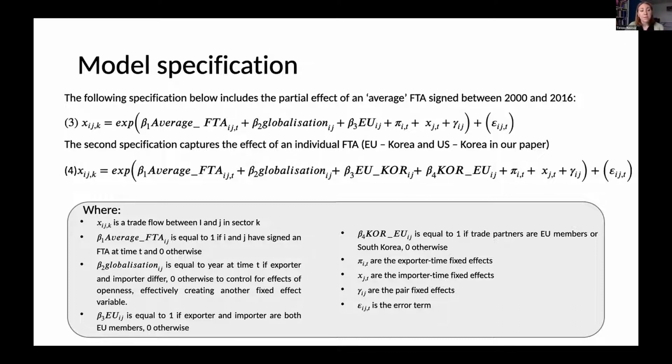In equation 4, this is the second specification, the one that is looking at individual FTAs. And this one concretely is looking at the EU-Korea FTA. So beta 3 and beta 4 will be capturing that NTM reduction, and everything else is the same as before.